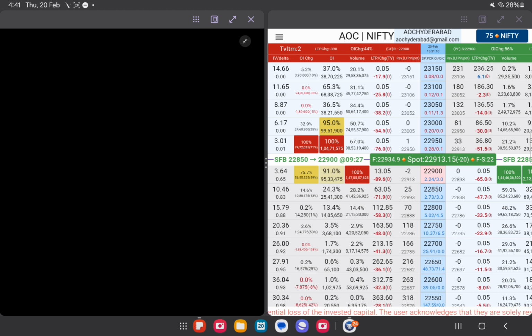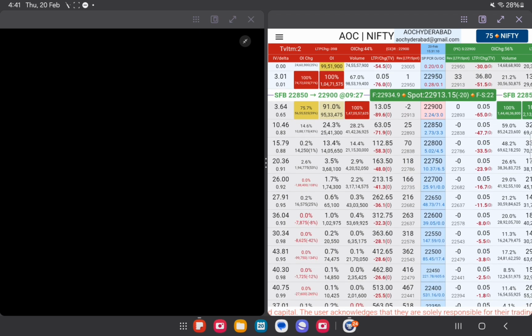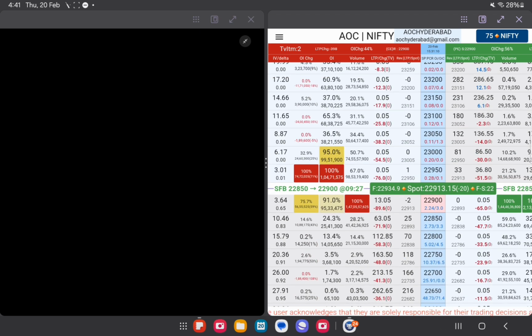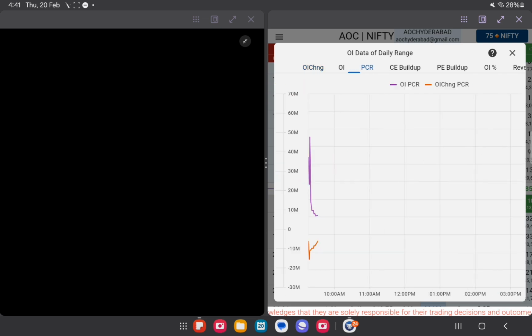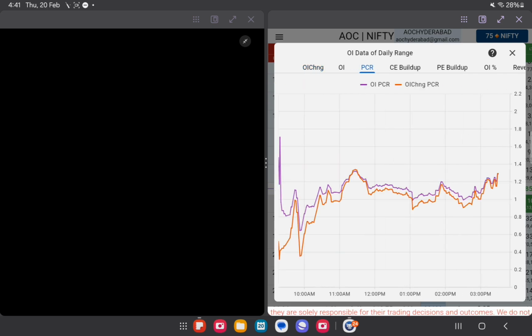We developed the tool in such a way that you find the overall market mood. If you click here, you will find PCR data. The value one, as I already explained, is the baseline for us. If it is above this, the market is still in a bullish position. This is the overall market mood.